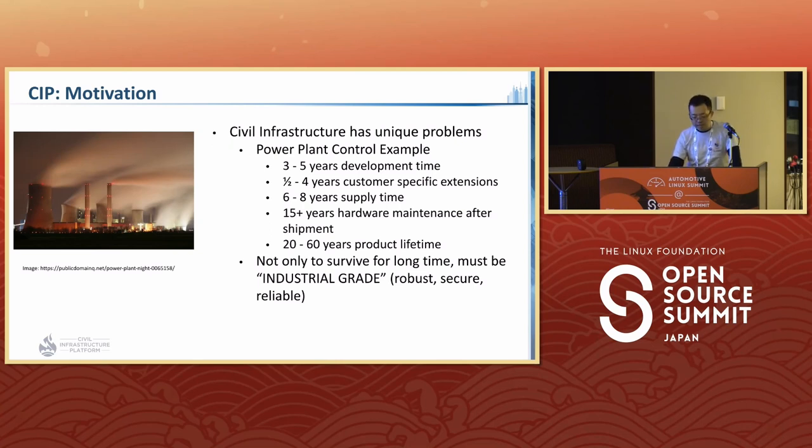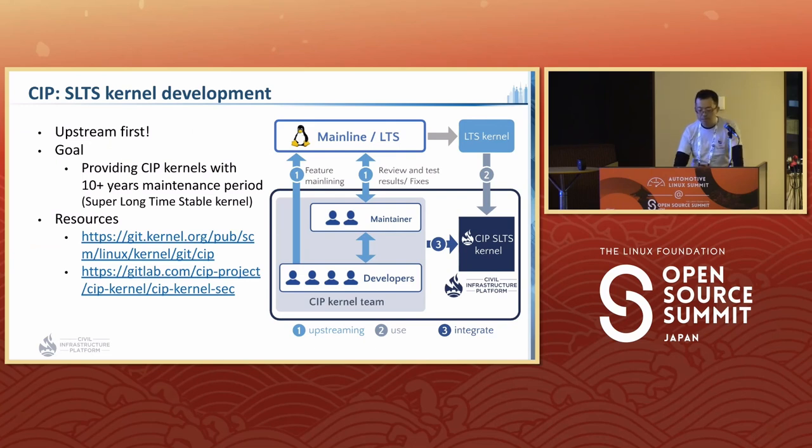To achieve this industrial grade quality, CIP has several collaborative activities. I'd like to introduce some of them. One is super long-term supported kernel development. The CIP kernel team works on an upstream first policy. The kernel team adds features and bug fixes to mainline and LTS kernels. These commits are included in the LTS kernel, so the LTS is used as a base of the super long term support kernel, SLTS. For any bugs or additional drivers, for example, if CIP members want a backport from the latest upstream, we work on the policy of upstream first.